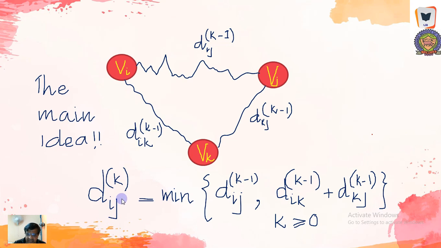So dij in the kth distance matrix is equal to the minimum of dij in the k-1th matrix, comma, dik of k-1 plus dkj of k-1, where k is greater than or equal to 0. We will just try to understand this simple algorithm. Of course, a very significant solution to a significant problem is coming out to be very easy, as you can understand, because the essence of this algorithm happens to be this particular equation.